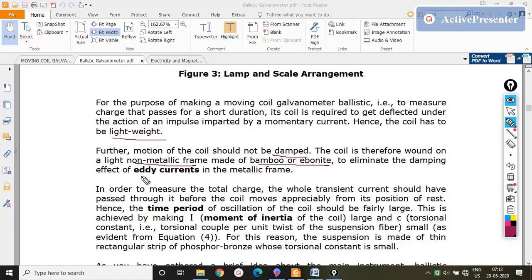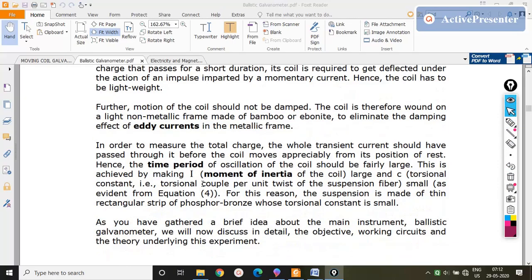Then, another thing is important: in order to measure the total charge, the whole transient current should go through the coil before the coil starts moving from its position of rest. So how will you achieve this?